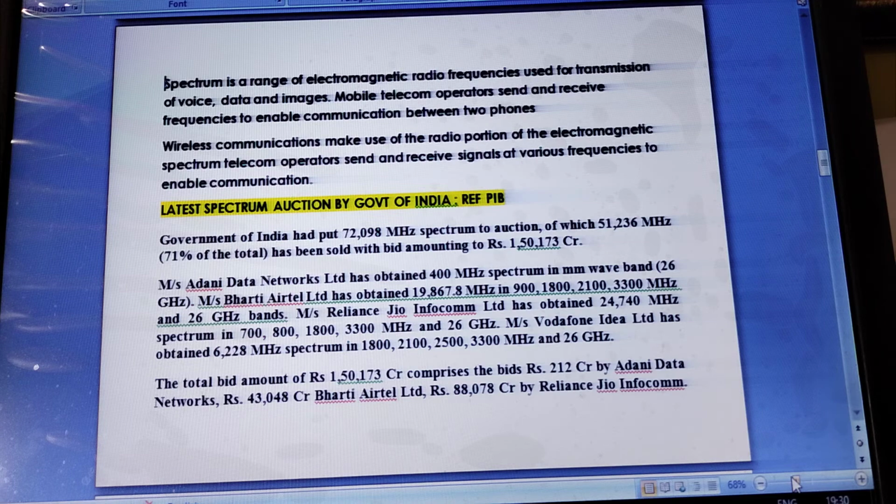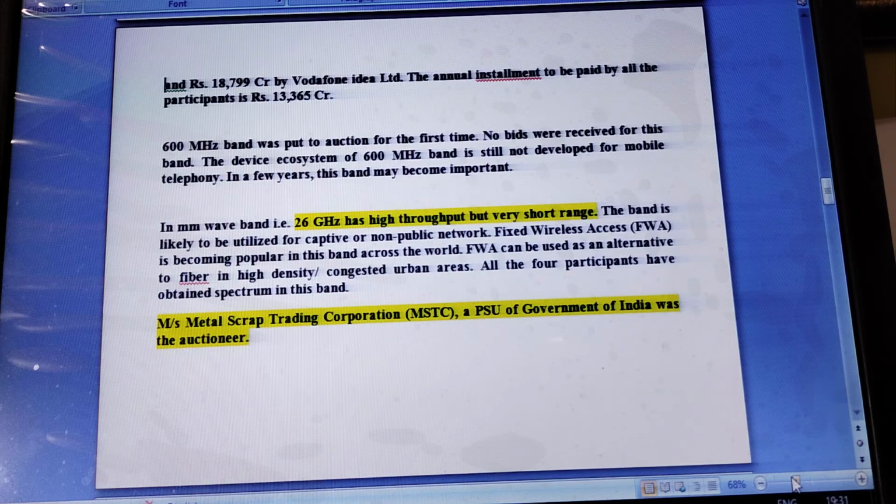rupees 1,50,173 crores. And one thing here: the 600 MHz band was put to auction for the first time. No bids were received for this band. The device ecosystem for the 600 MHz band is still not developed for mobile telephony.